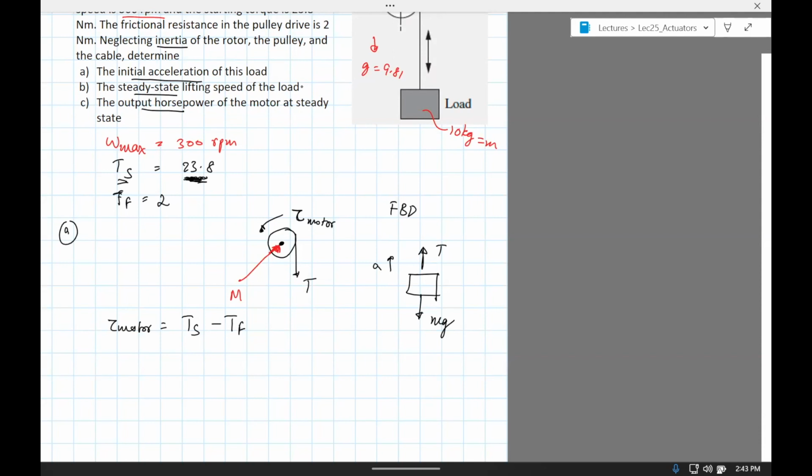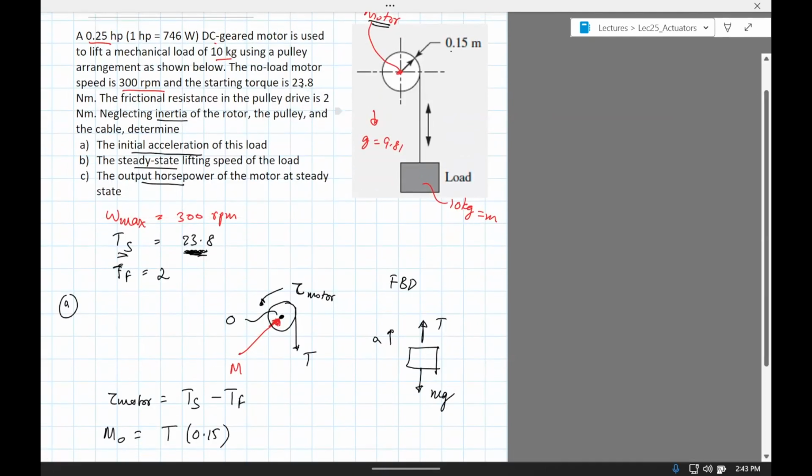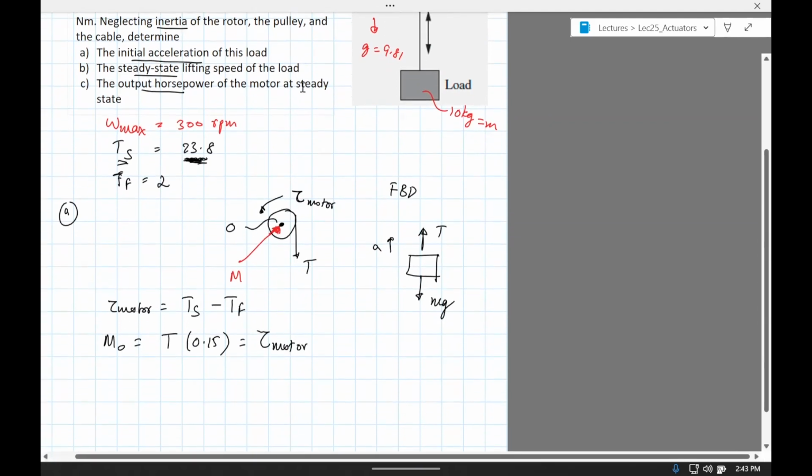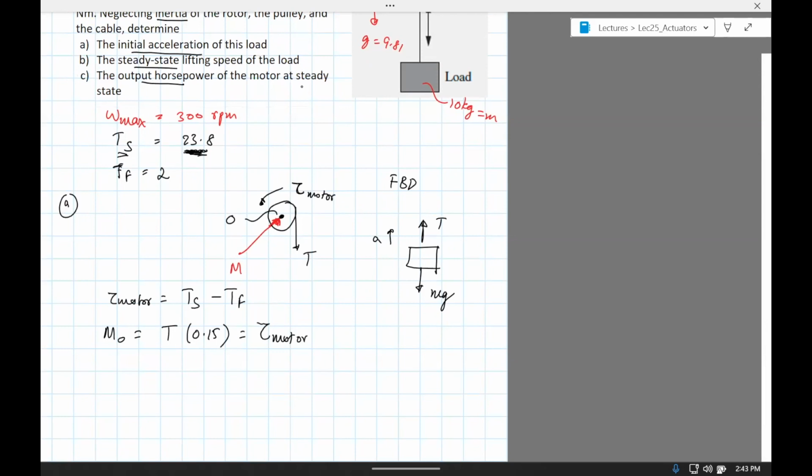If you take moments, let's call this point O. If you take the moment about O, then we have the torque times the radius, I think it's 0.15, should be equal to the motor torque. And then if you do a force equilibrium for the mass in the vertical direction, we have T minus mg equals ma.